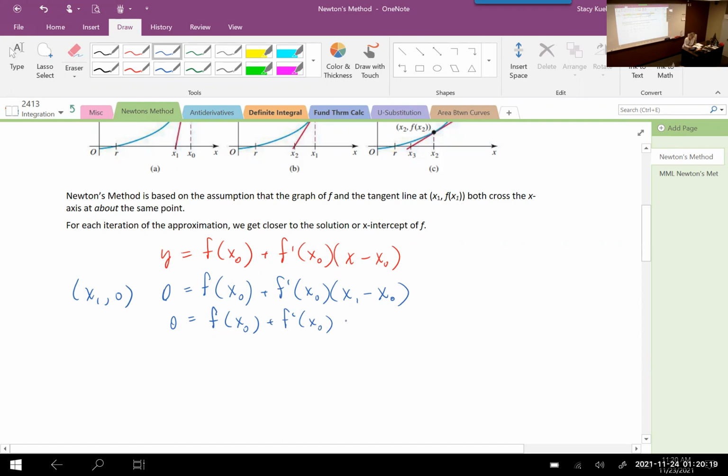Well, I didn't really do anything there, did I? Okay, well, let's take this back for just one second, because I don't want to distribute that actually. Let's do instead, I'm going to subtract f(x0) to the left, which is equal to f'(x0) times (x1 minus x0). Now I'm going to divide both sides by the derivative.